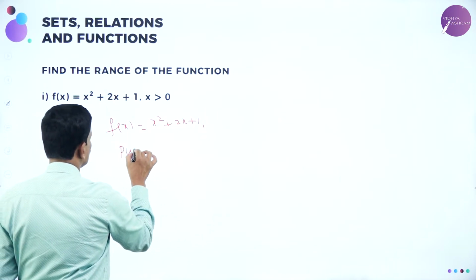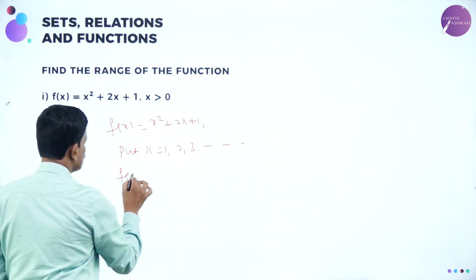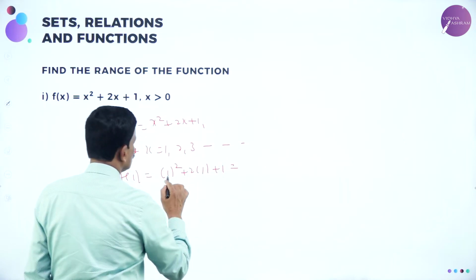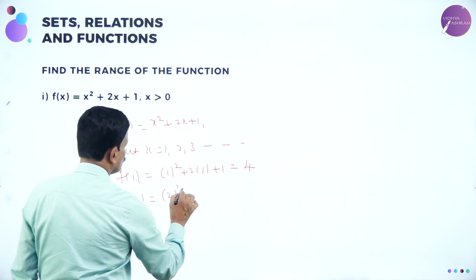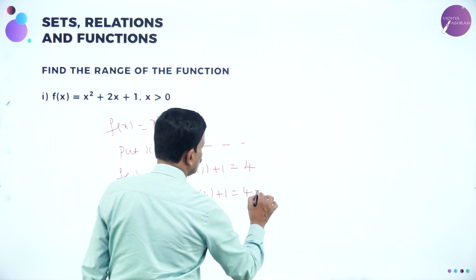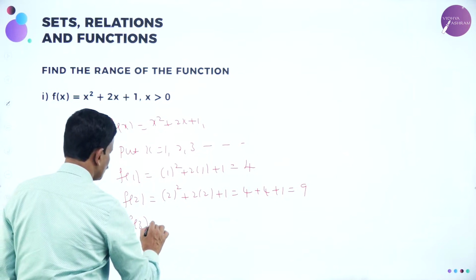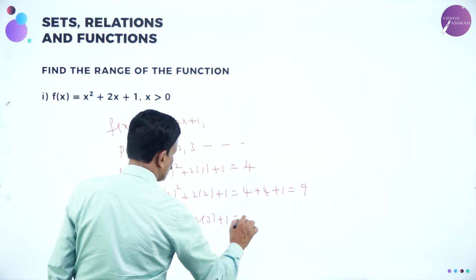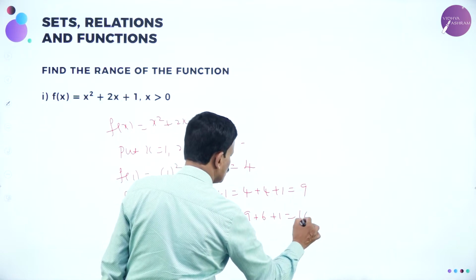You can put x equal to 1, 2, 3 like this. So if you put x equal to 1, f(1) = 1² + 2 × 1 + 1, so that's equal to 4. If you put x equal to 2, f(2) = 2² + 2 × 2 + 1. So 2² is 4, plus 4, plus 1, that's equal to 9. Put x equal to 3, f(3) = 3² + 2 × 3 + 1. 3² is 9, plus 2 × 3 is 6, plus 1, that's equal to 16.